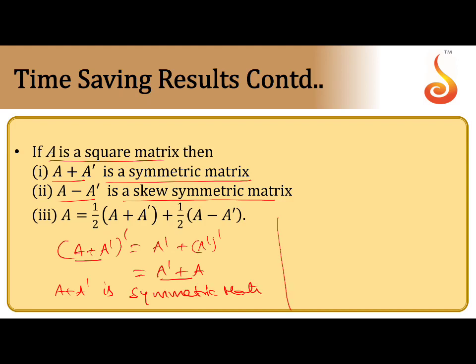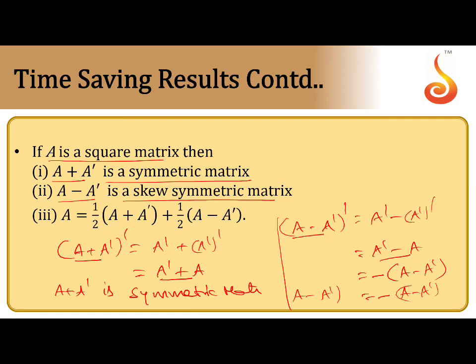Now skew symmetric means apply transpose. If you want to find symmetric and skew symmetric, always apply transpose. (A − Aᵀ)ᵀ is nothing but Aᵀ − A. So both are different. Now make it the same: take minus common, so that means −(A − Aᵀ). That means (A − Aᵀ)ᵀ equals minus of the same thing. Then we call it a skew symmetric matrix. Understand here? A + Aᵀ is always symmetric, and A − Aᵀ is always skew symmetric.